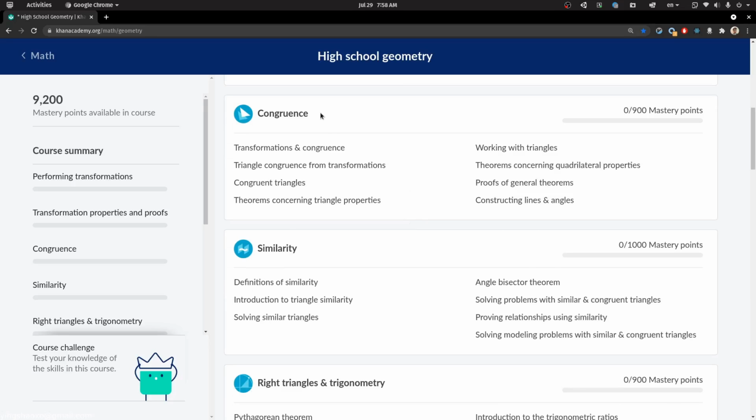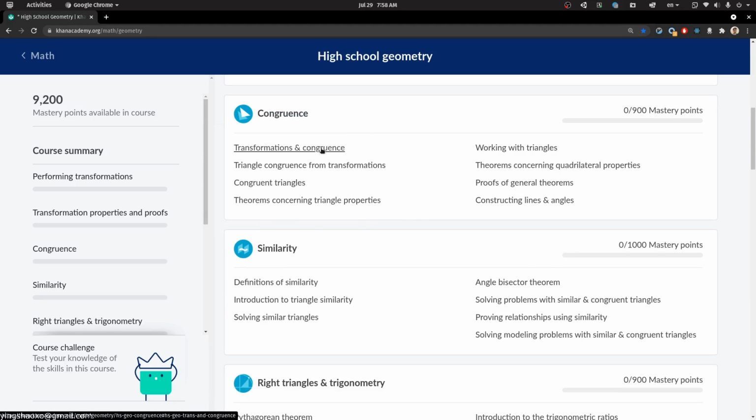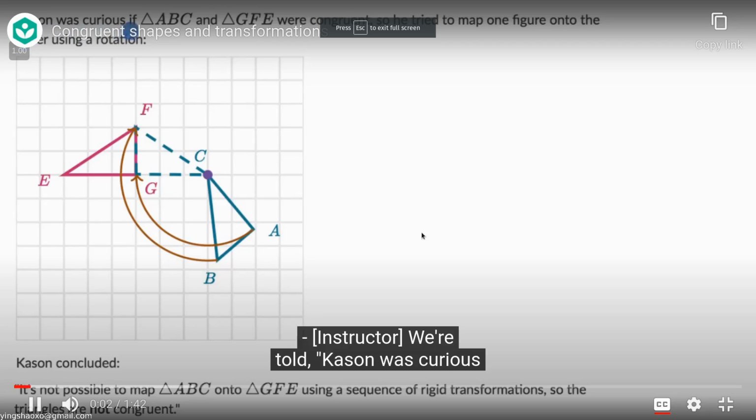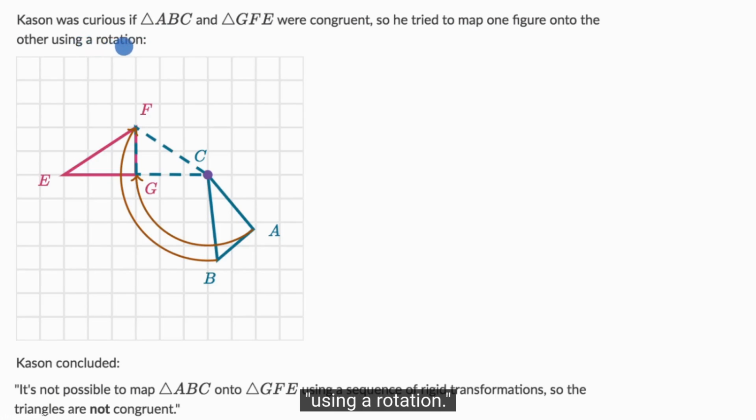Today we're going to learn about congruence. Congruence. Right, let's get into it, even though I don't know what that means. We're told Kassan was curious if triangle ABC and triangle GFE were congruent. So he tried to map one figure onto the other using a rotation.